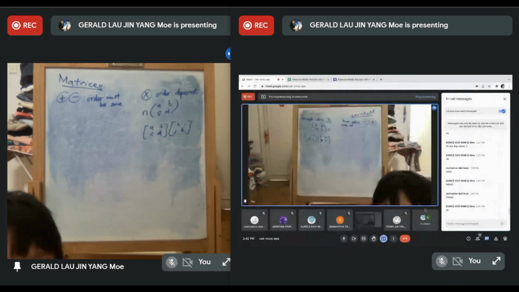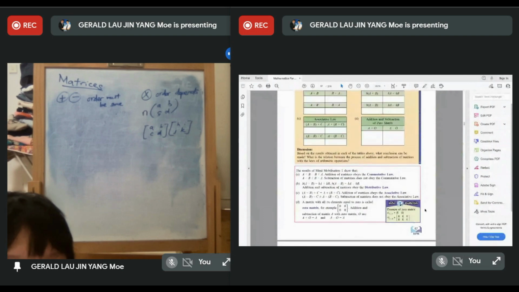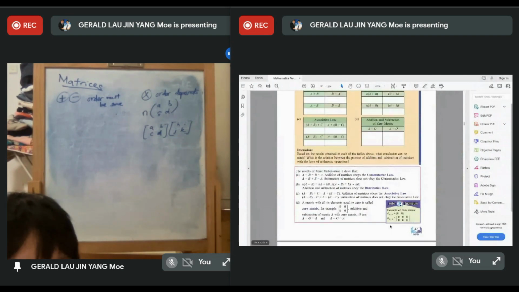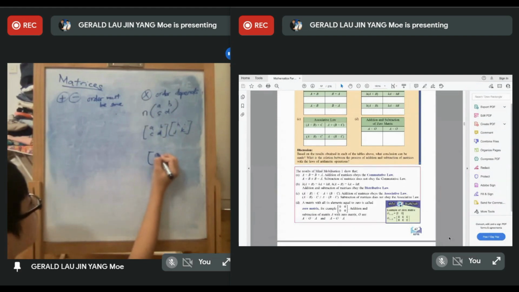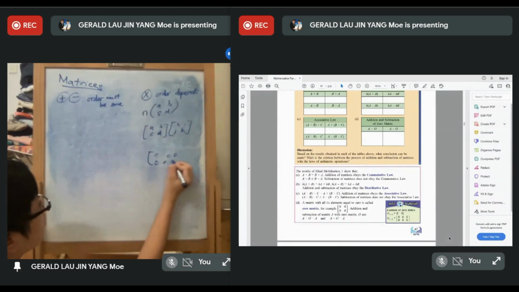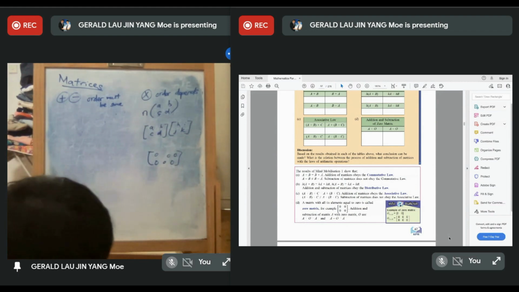Okay? Yeah. Okay. Now, before I move on, I just want to highlight this one. What is zero matrix? Basically, zero matrix means that everything is zero. 0, 0, 0, 0. Everything is zero. Inside everything is zero. Okay? This is a zero matrix. Okay?